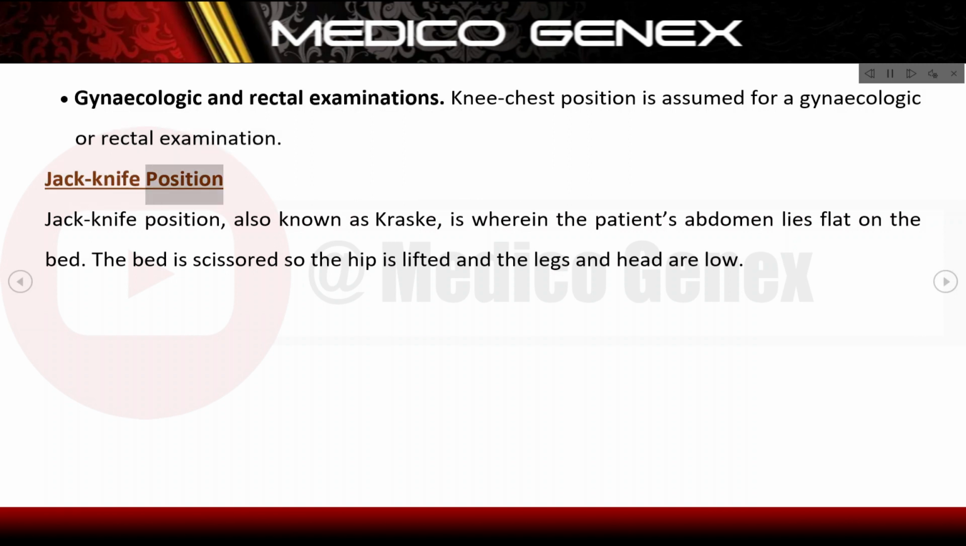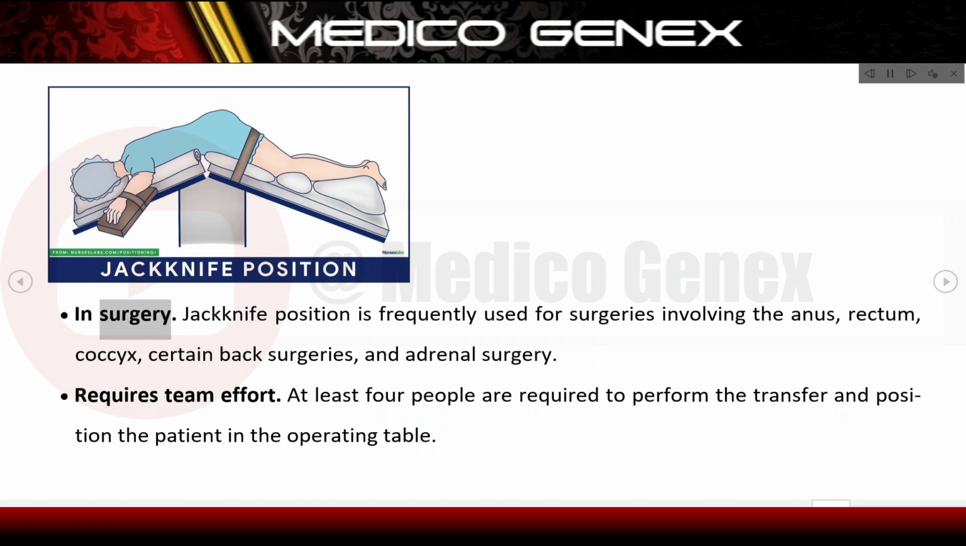Jackknife position. Jackknife position, also known as Kraske, is wherein the patient's abdomen lies flat on the bed. The bed is scissored so the hip is lifted and the legs and head are low. In surgery, jackknife position is frequently used for surgeries involving the anus, rectum, coccyx, certain back surgeries, and adrenal surgery.